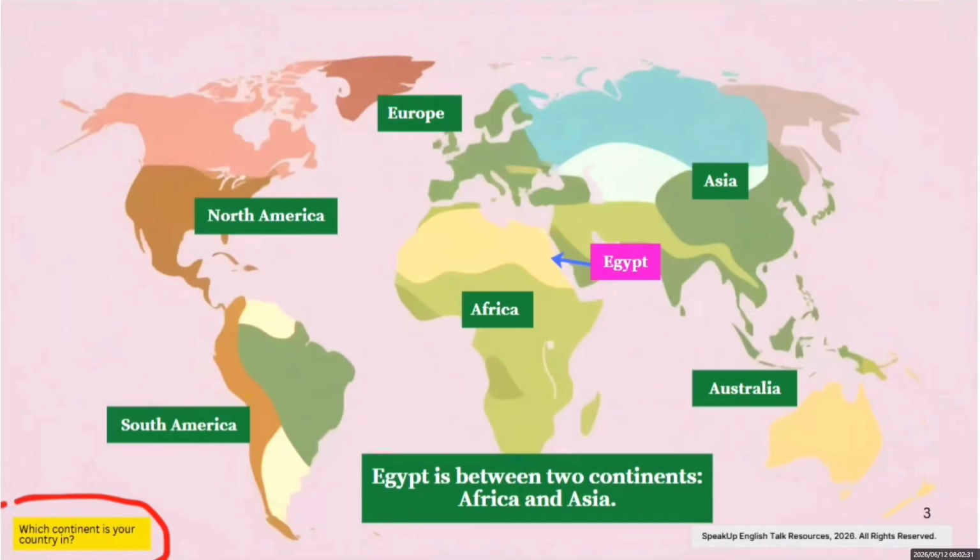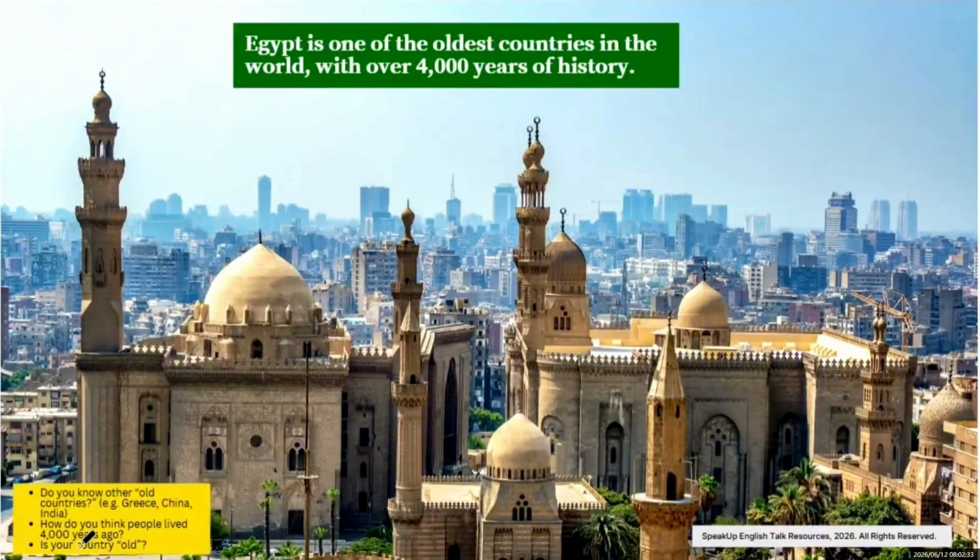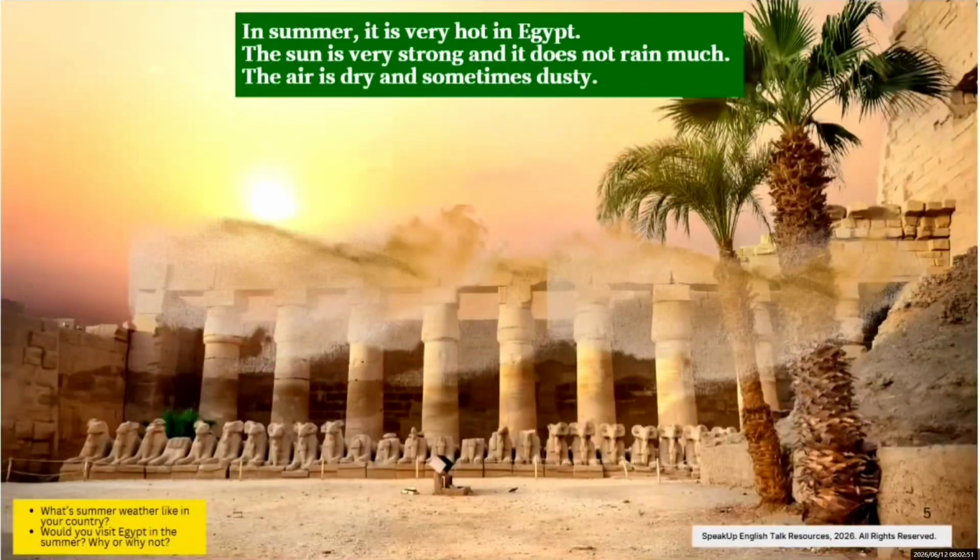The next part is a general introduction on Egypt, that it's an old country. Again, some interesting discussions, right? Do you know other old countries? Ask a student, just pick their brains. And how do you think people lived 4,000 years ago? Is your country old? And then I go on to talk about the weather in Egypt in the summer, what it feels like. And again, compare the weather in Egypt to the student's country in the summer.